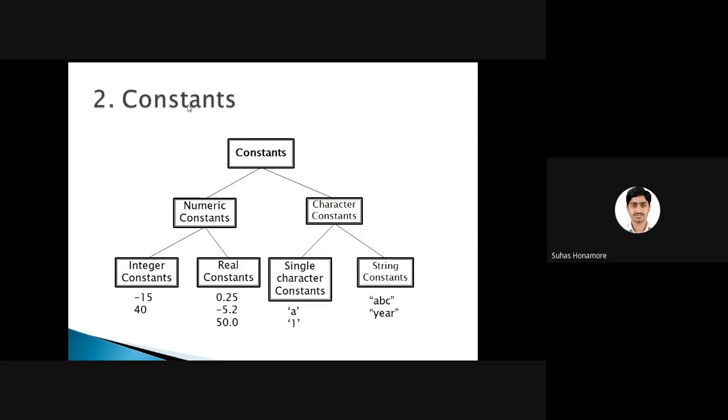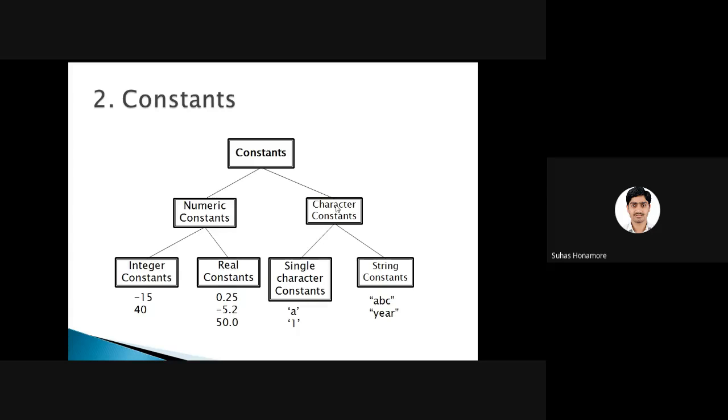Then constants. In constants we have two categories: first numeric, then character constant. In numeric again we have two categories, integer constant and real constant. Integer constants are nothing but whole numbers, like minus 15 or 40. It may be a positive sign or a negative sign, any sign is fine. Then real numbers, where floating point values are allowed, that is, fraction parts are allowed.